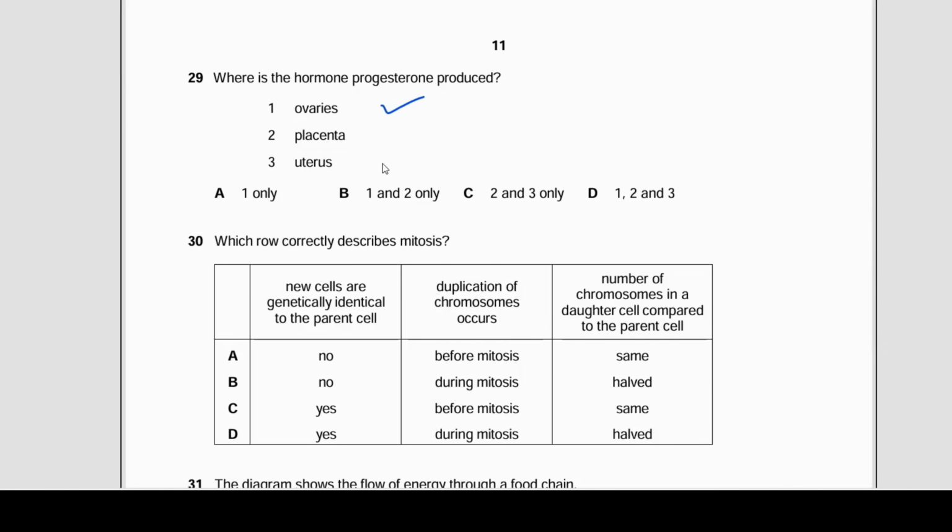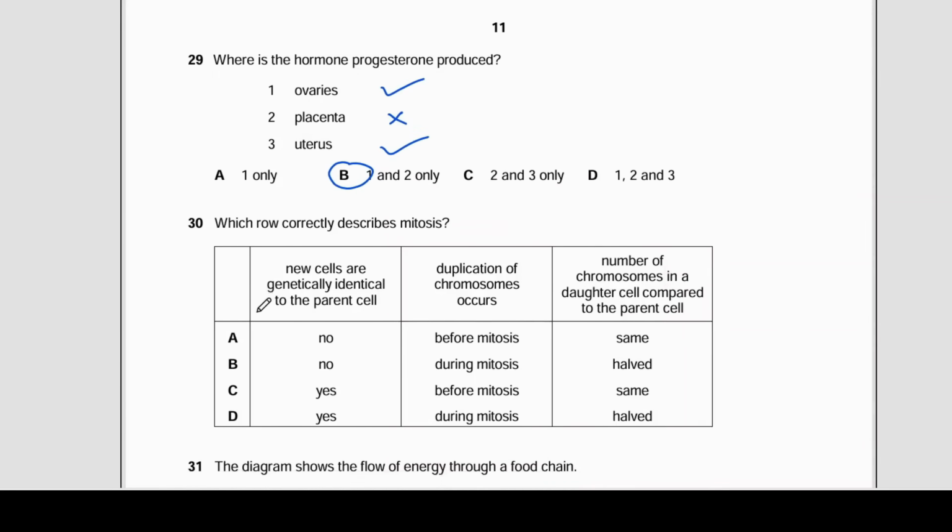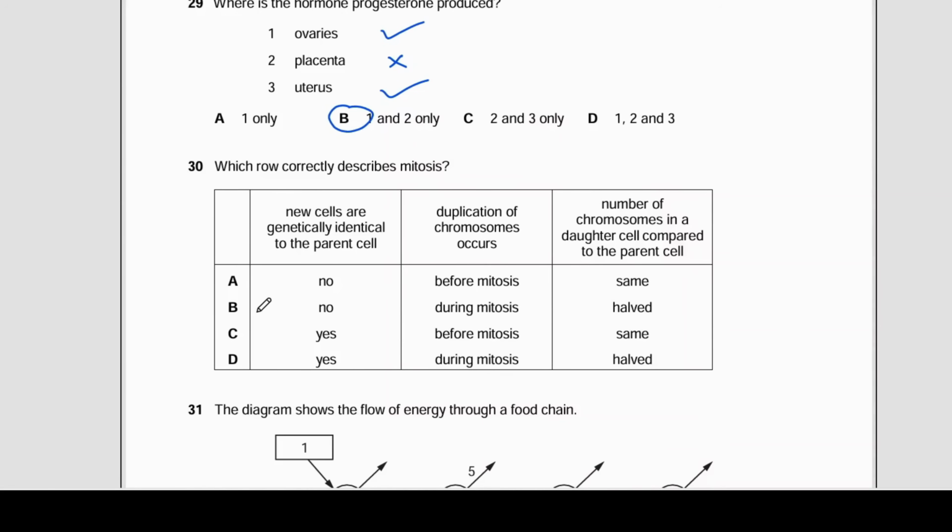In the ovaries and uterus, not the placenta. So one and two only. And it maintains the lining of the endometrium wall. Okay, which row correctly describes mitosis?